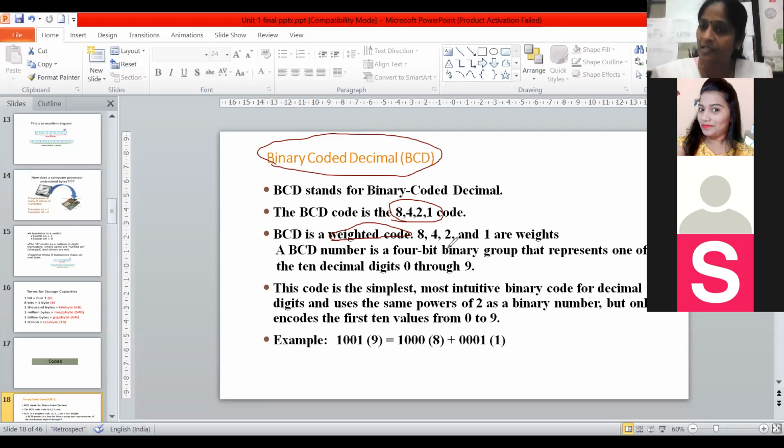Lab assistant has an assistant's position. Employer has their own position. Whose position has the higher weightage? Whichever owner is there of that company has the higher weightage. Understood? The meaning of weightage here is which has the higher power. Same thing is here also. BCD is a weighted code. Each position has a different power.